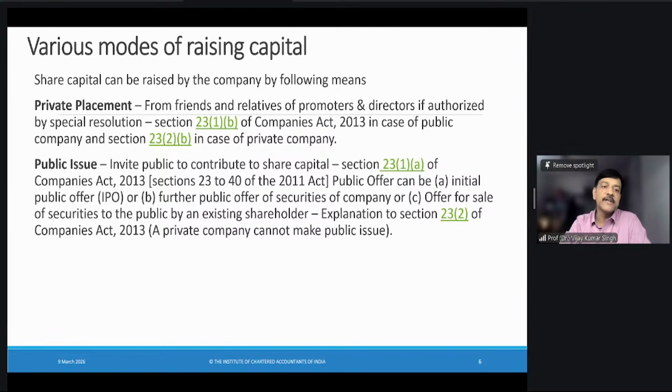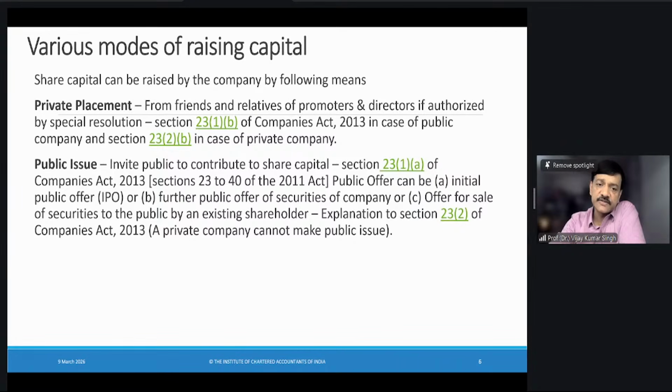This going to the public can be for the first time. And whenever you go for the first time to the public, it is referred to as initial public offer or IPO, popularly known as. And if you go for the second time to the public for raising capital, there is no restriction for going to the public. You can go many times to the public as and when you require money. But I think there is a restriction of 1 year in between two public offers.